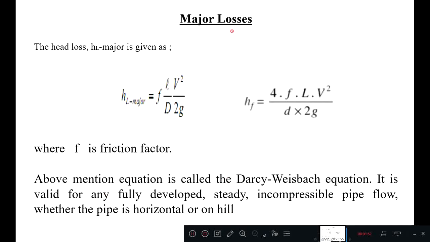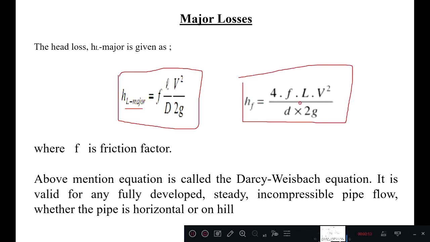So major energy loss, as I told, is mainly because of friction, and the equation obtained is the head loss due to friction, that is fLV squared by 2gD, or sometimes written as 4fLV squared by 2gD. In this case, f is the coefficient of friction, and if it is written in the format fLV squared by 2gD, f represents the friction factor. So the above mentioned equation is called the Darcy-Weisbach equation.